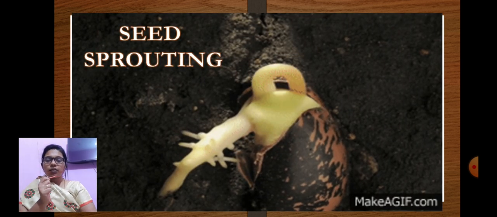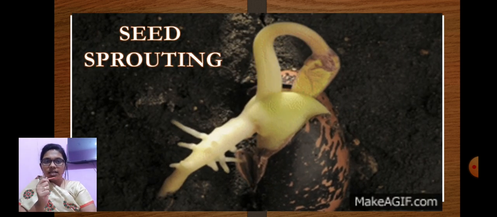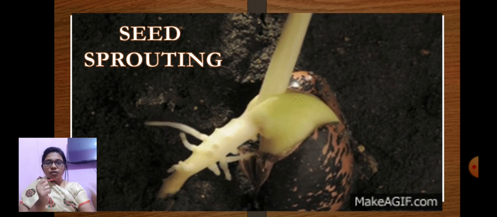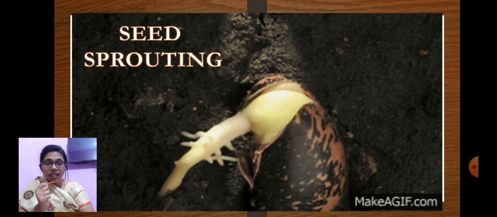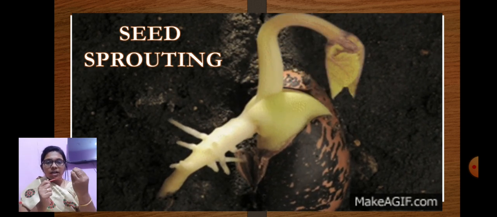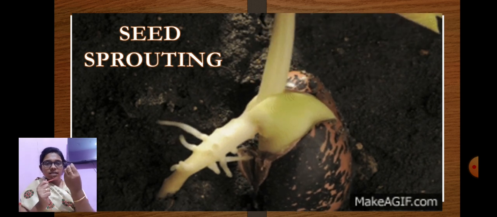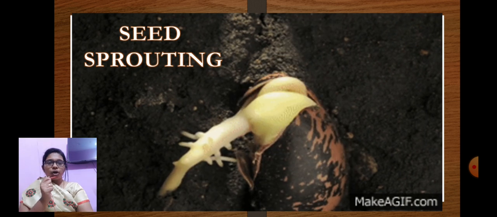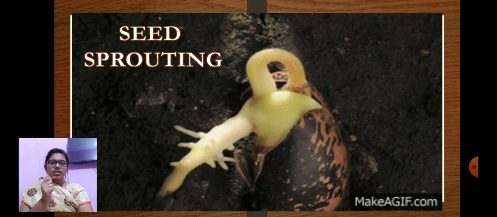So, you see in the video, right? From a seed, a plant is sprouting. The basic need after soil preparation, the basic need for a plant to grow, is that there should be a seed. Only from the seed can the plant sprout. So, this is one of the most crucial steps for crop production. So, what is this seed?